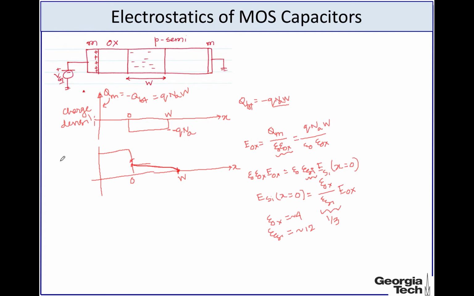Alright, so this is what the electric field distribution looks like in a MOS capacitor, and the value of electric field at this point, at the oxide semiconductor interface inside the semiconductor, is also called the surface electric field.